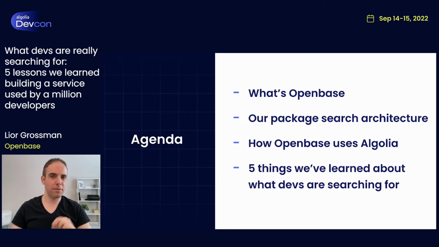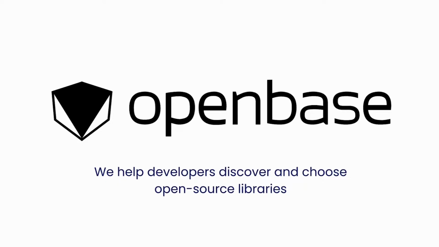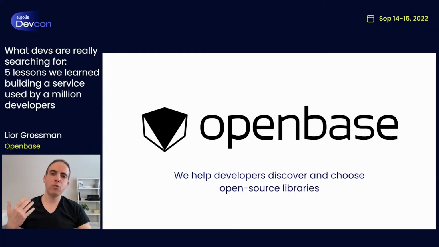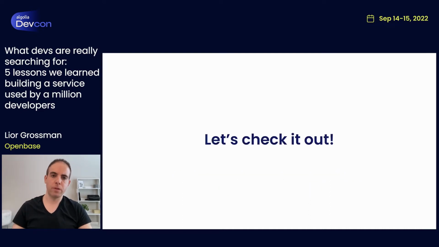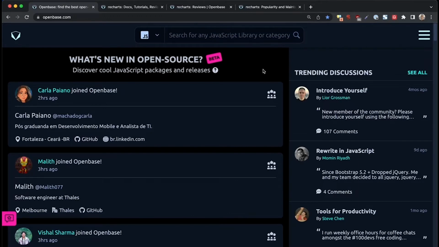So let's get started. At Openbase, our mission is to help developers discover and choose open source libraries. And I want to show you what Openbase looks like and how it can help you choose libraries. So let's check it out. So this is Openbase. You could visit Openbase on openbase.com. This is our homepage, and you can learn about the latest and greatest in open source in our homepage.